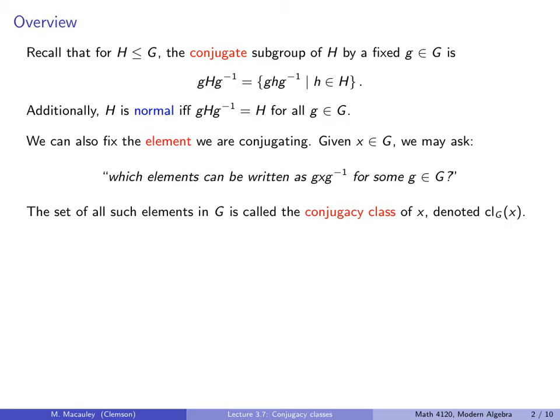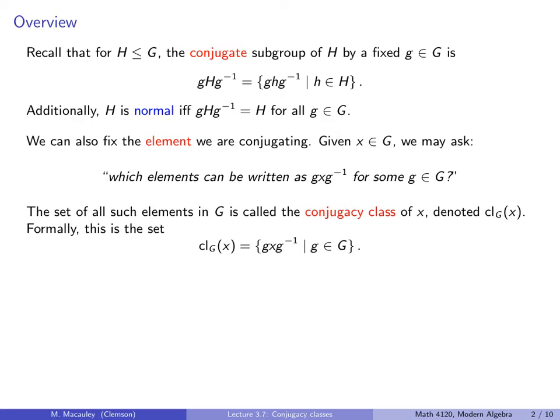This may remind you of matrices when we ask about similar matrices. Which matrices can be written as PAP⁻¹? So you may ask that question. The set of all such elements in G is called the conjugacy class of x and denoted like this. Usually we say the conjugacy class of x in G, although we may just omit the G if it's understood.